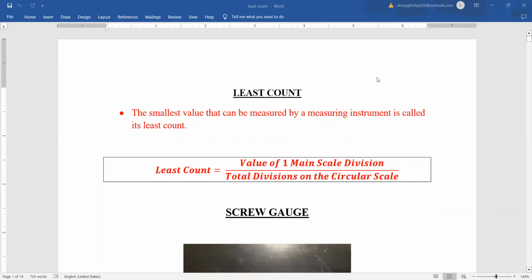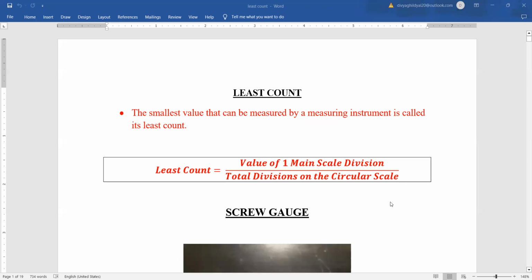Let us start. Least count. This is one term which can be asked from us anywhere during our viva stage. Least count basically means the smallest value that can be measured by a measuring instrument. And the formula for least count is value of one main scale division divided by total divisions on the circular scale or the vernier scale.